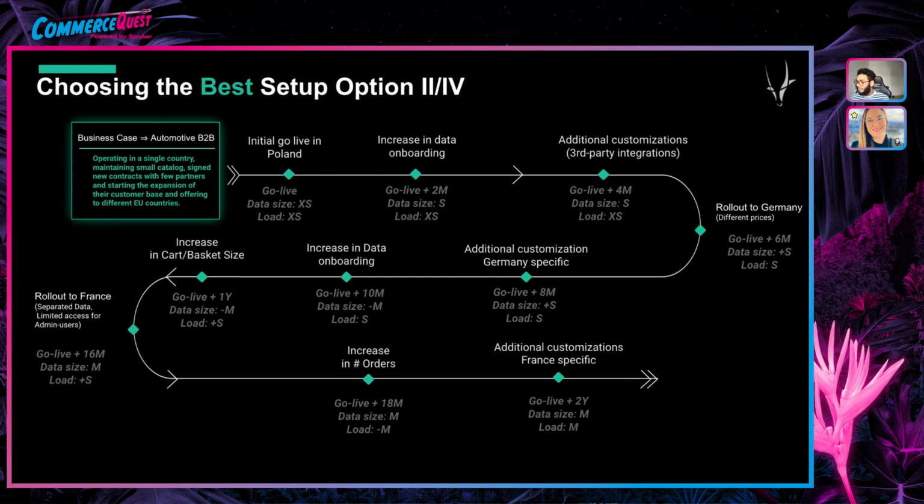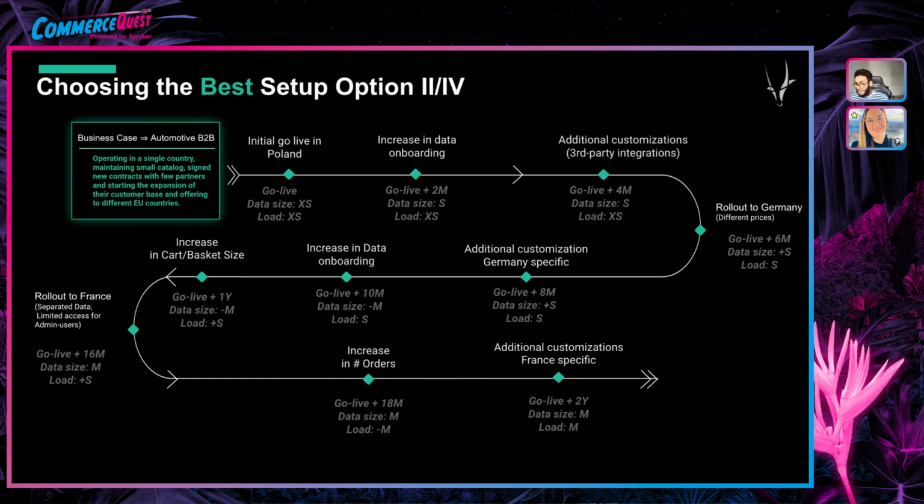So the assumptions that you would take on your side as a tech owner of this topic: the go live would be in one country, Poland. The data set size, they said to you, it's a small catalog, so you would consider it an XS. The load is XS because it's only within one country, and they already mentioned to you that it's a small customer base in the beginning. Then for the increase in data onboarding, you would assume that the data size would be increased because they would have more products, more customers, more data point entities, and therefore you would increase it to the data set size S. This is just your own interpretation, right? An assumption in this case.